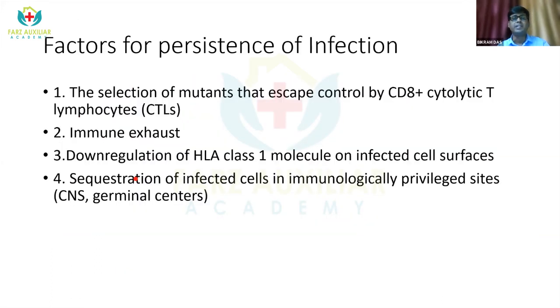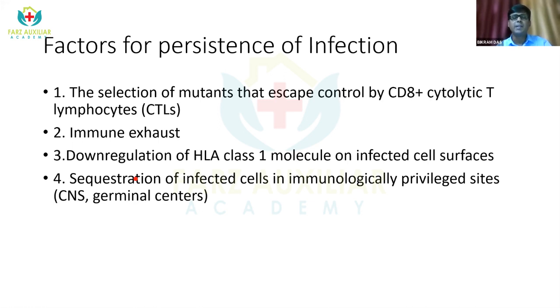So how does it persist? Actually, there is uninhibited proliferation of the virus, and the selection of mutants. The more the proliferation, the more the selection of mutants, and our cytotoxic T lymphocytes are actually ineffective. And thus, there is immune exhaustion, and there is down regulation of the HLA class 1 molecule also on the infected cell surfaces. Also, there is sequestration of the infected cells into immunologically privileged sites.